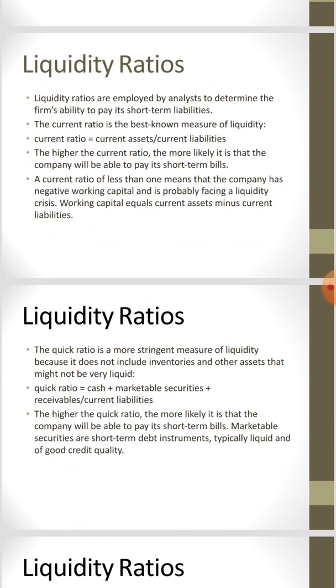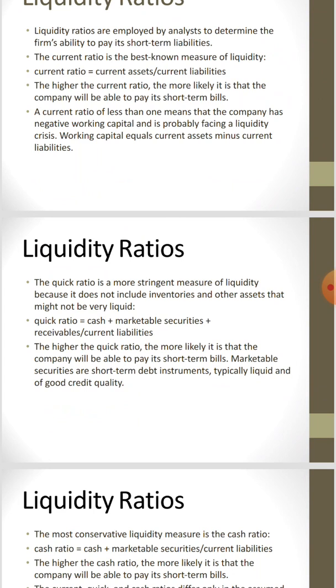Then we move on to the liquidity ratios. Like we said before, liquidity ratios determine how the firm is able to pay its short-term liabilities. And the most common liquidity ratio is the current ratio. We get the current ratio by saying current assets divided by current liabilities. The higher the current ratio, the more likely it is that the company will be able to pay its short-term bills. If our current ratio is less than 1, it means that the company has negative working capital, which means that our current liabilities are more than our current assets.